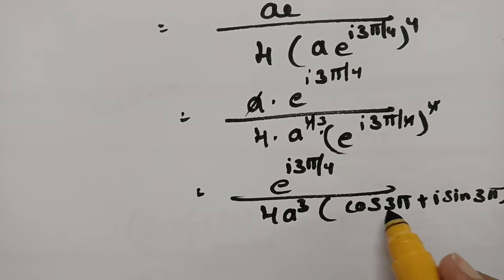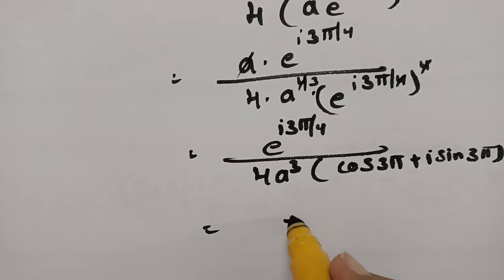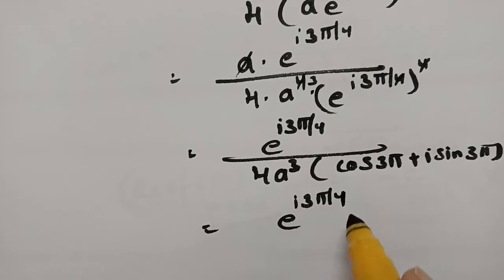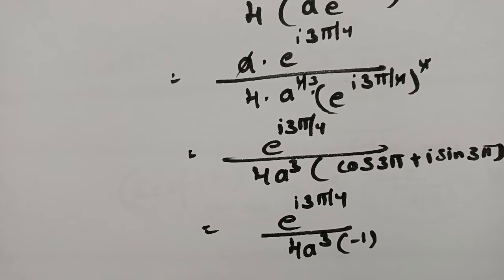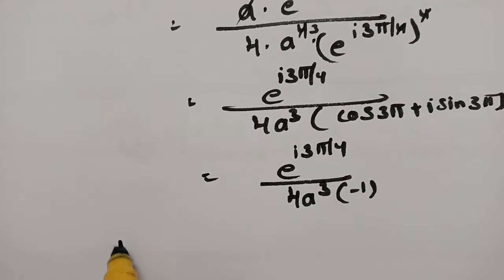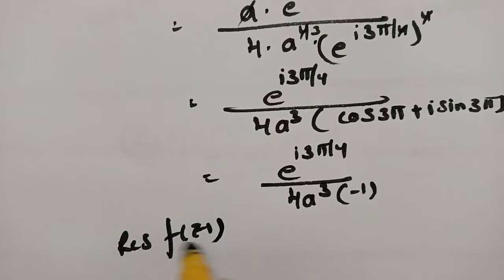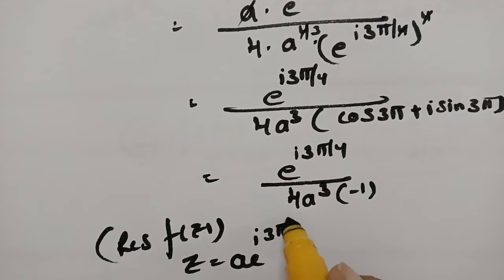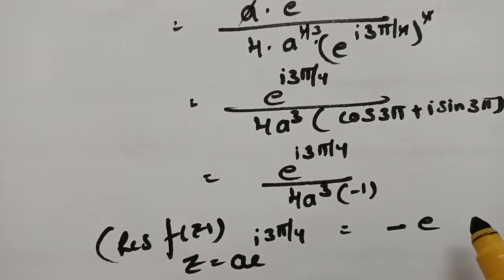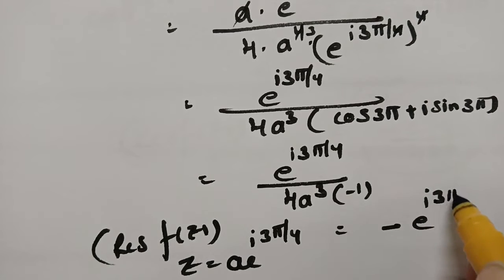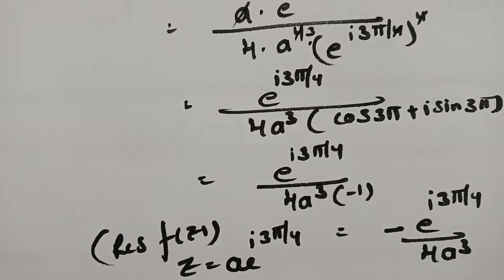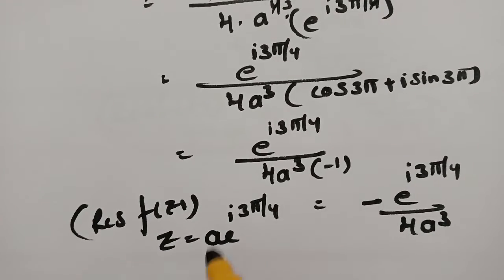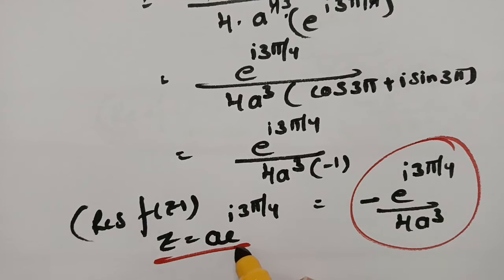So as this is an odd pi, the value here is negative. This is e power i 3 pi by 4 by 4a cube into -1, and this value is 0. And see here, now the residue of f of z at the interior pole z is equal to a into e power i 3 pi by 4 value is nothing but minus e power minus 3 pi by 4 by 4a cube.